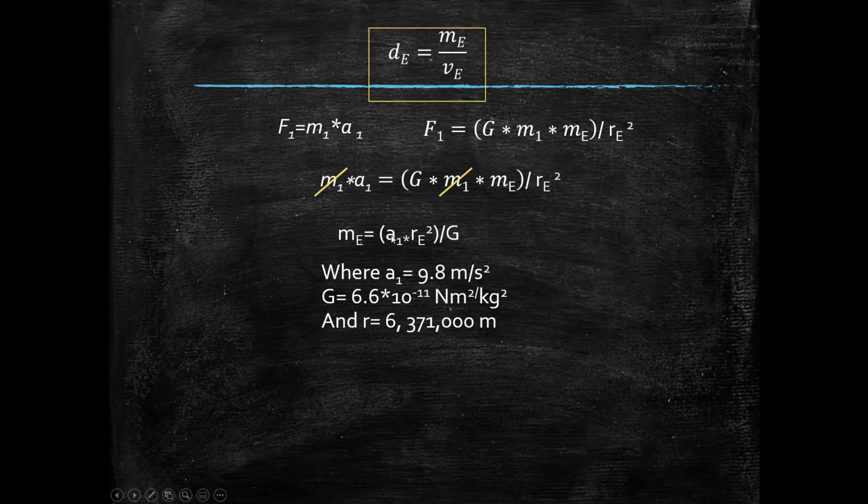Oh, I said that backwards. I'm sorry. A is 9.8. R here, we're going to square it at 6.371 million. And then we divide that by the 6.6 times 10 to the negative 11th. We come up with the mass for the Earth.